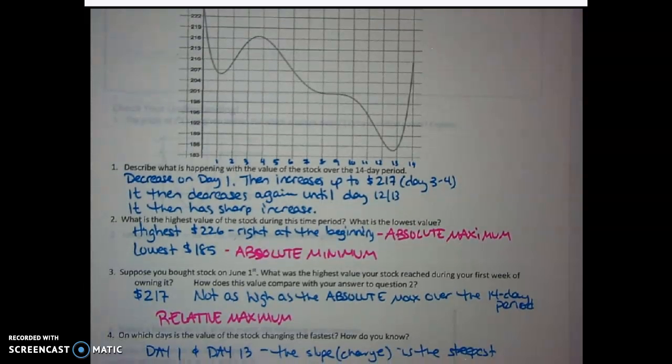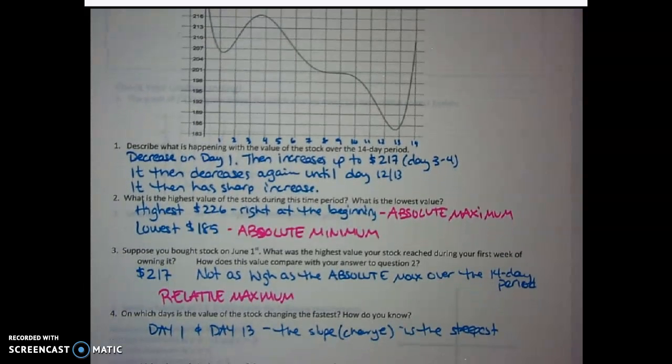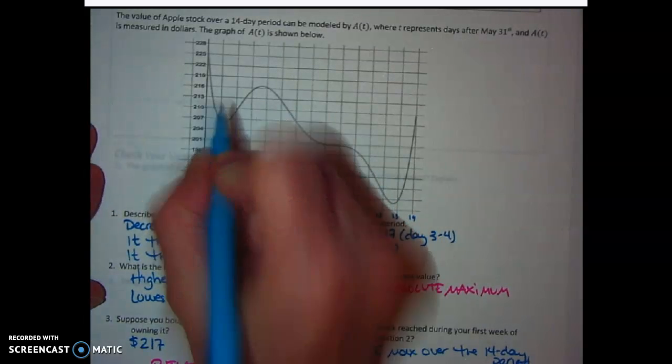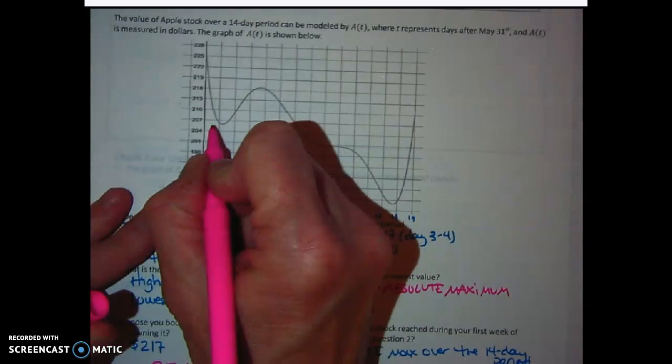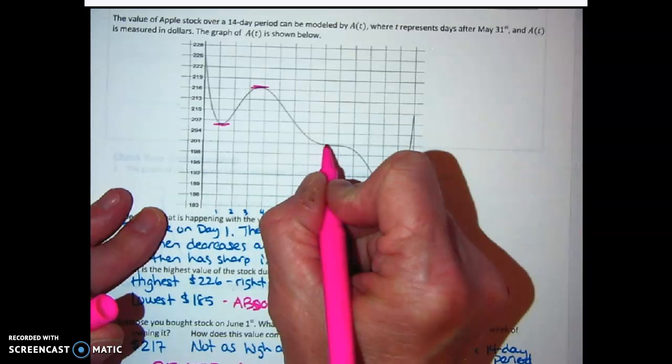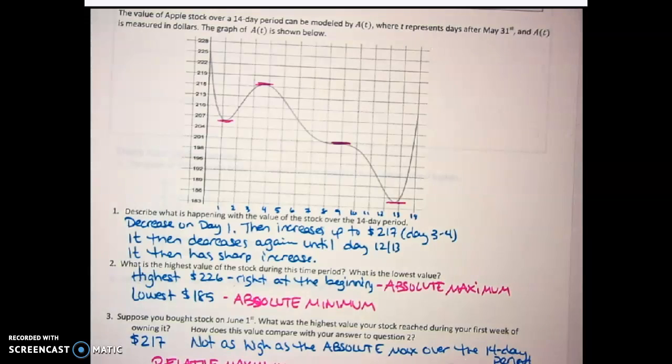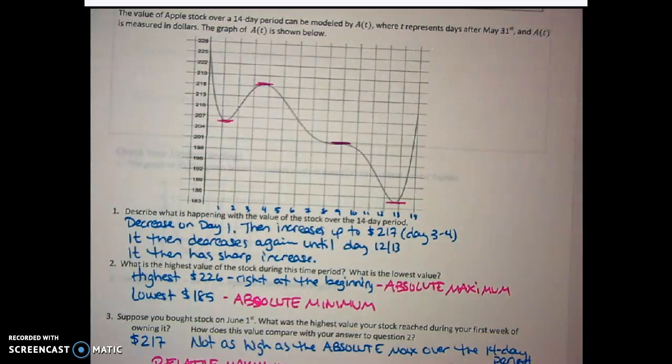And then question number 5. For which values of t is the value of the stock not changing, and how do you know? So where on this picture is the stock not changing? Well, it's not changing right here. Right here, it doesn't change. Right in there it doesn't change, and right in there it doesn't change. So at approximately 1.2, 3.7, looks like about 9, and a little bit before 13, so 12.7.